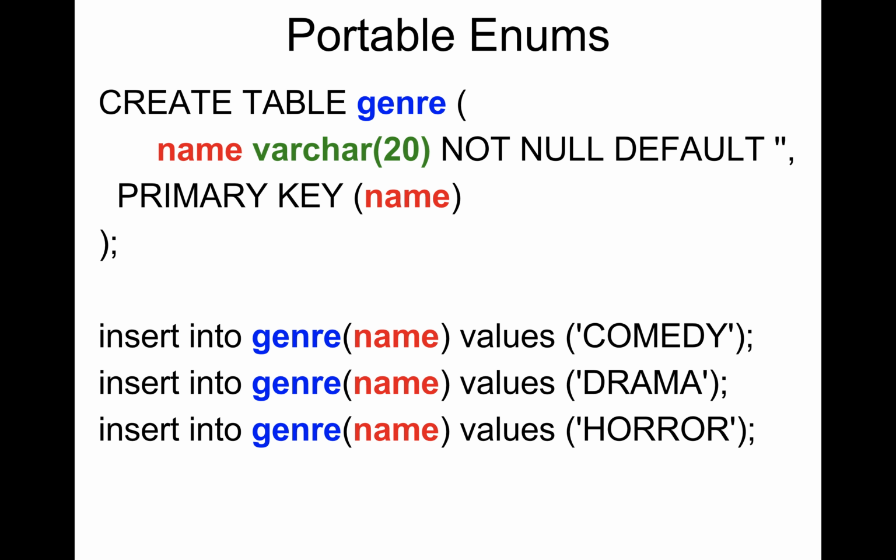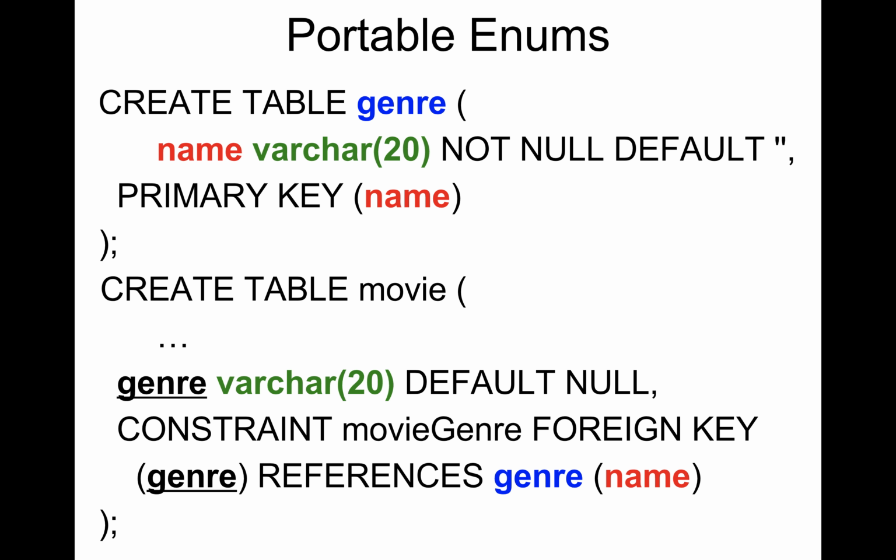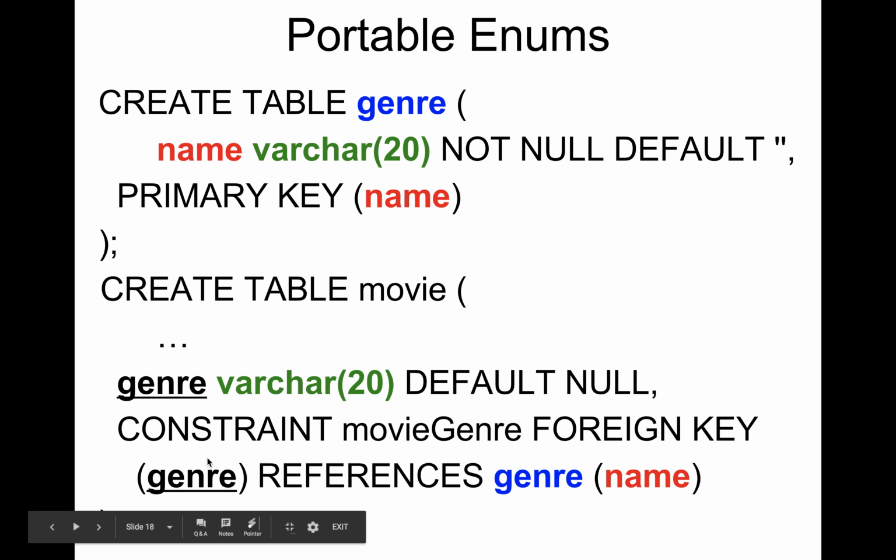It's a primary key that holds the values, so these have to be unique, and because it's a primary key, other tables can refer to it. So like a movie table can have a field called genre. You can call it any which way you want, but we can constrain it and say that the local genre field is a foreign key that refers to the genre table.